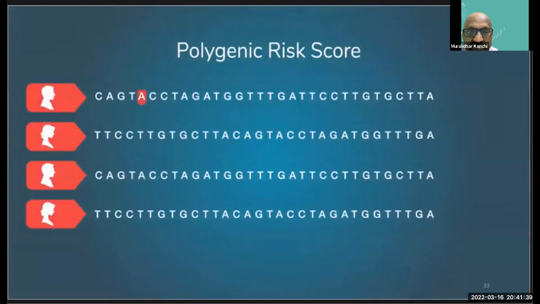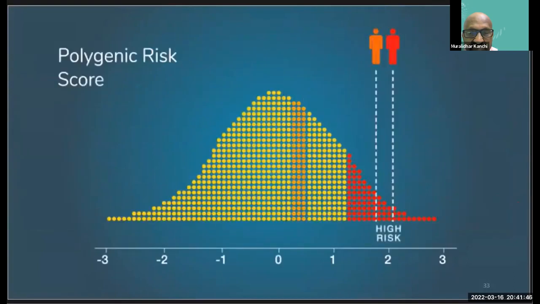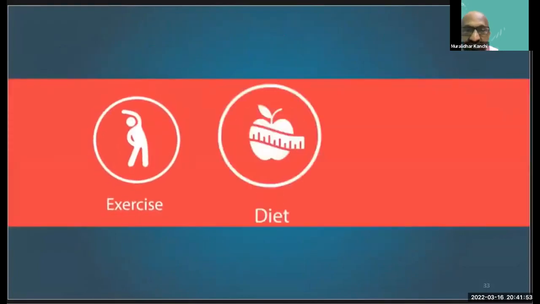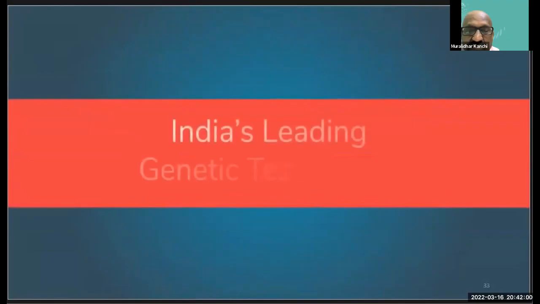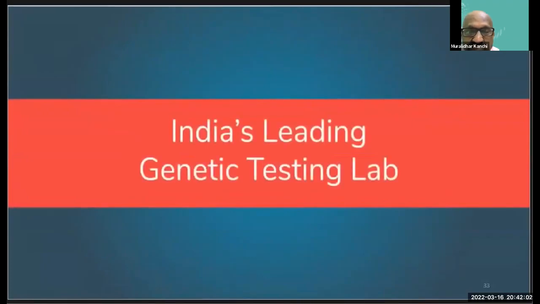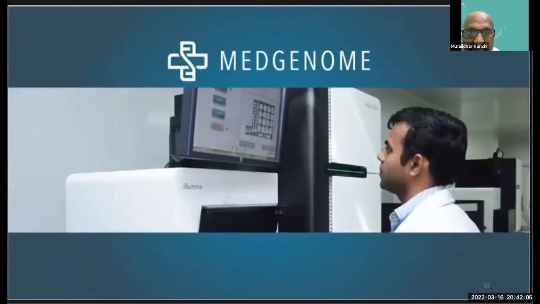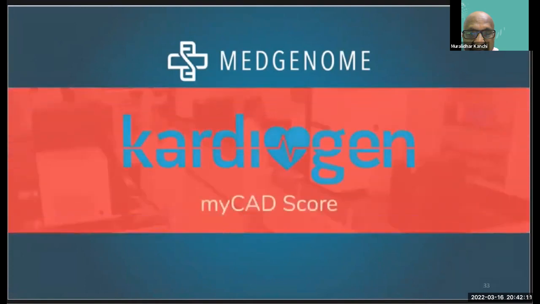Polygenic Risk Score, or PRS, integrates these variations into a single metric. This metric shows if you are at high, moderate, or average risk of CAD. Using PRS, clinicians can then recommend exercise, diet, and medication to prevent the onset of the disease much before the symptoms appear. Scientists at India's leading genetic testing lab, Medgenome, have validated the PRS concept on the Indian and South Asian population and have come up with a simple blood test called Cardiogen.